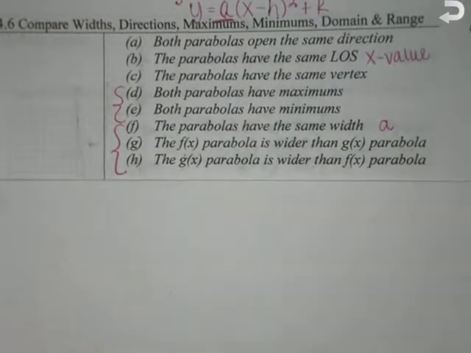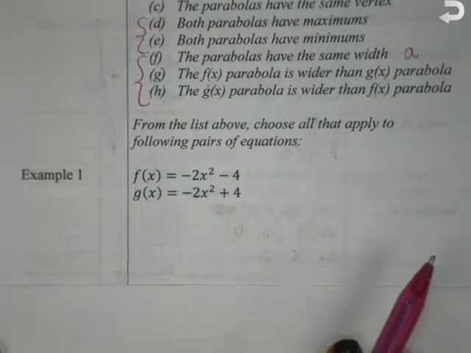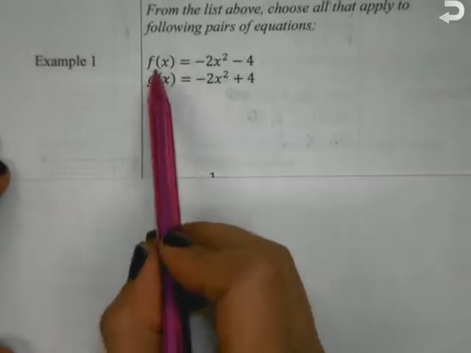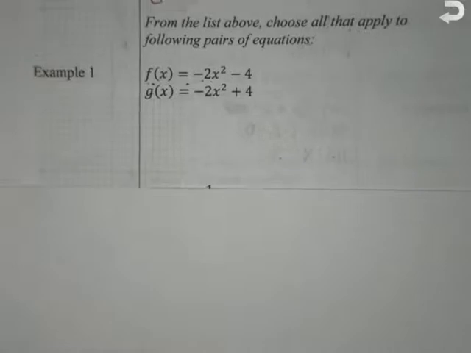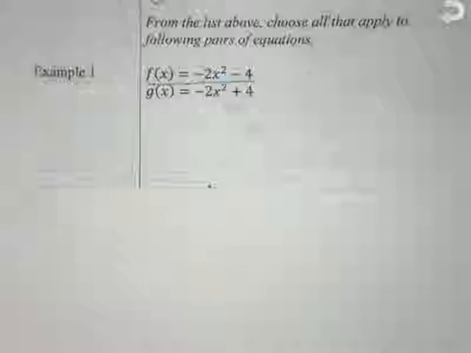So let's look at an example. Example 1. So your instructions are to, from this list that is in your homework packet, choose everything that applies to these two equations. First one is f of x equals negative 2x squared minus 4. Next one is g of x equals negative 2x squared plus 4. So write those down really quick. Okay, so for each of my parabolas, I'm going to use f of x blue and g of x purple.